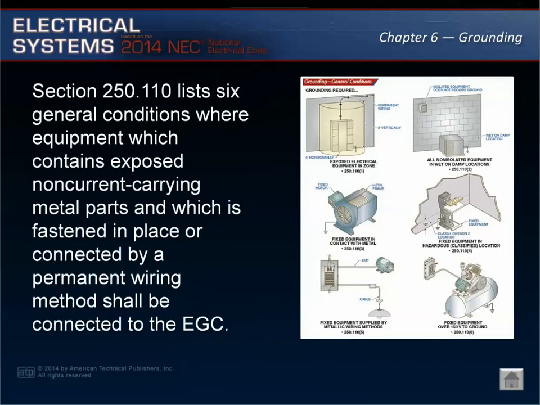Section 250.110 lists 6 general conditions where equipment which contains exposed non-current-carrying metal parts and which is fastened in place or connected by a permanent wiring method shall be connected to the equipment grounding conductor. No specific equipment is mentioned. The requirements apply generally to all electrical installations.